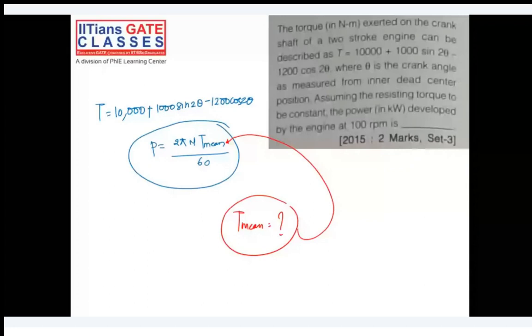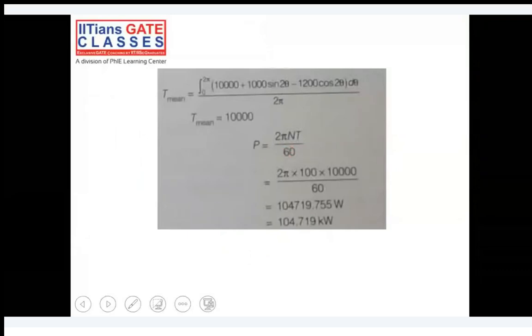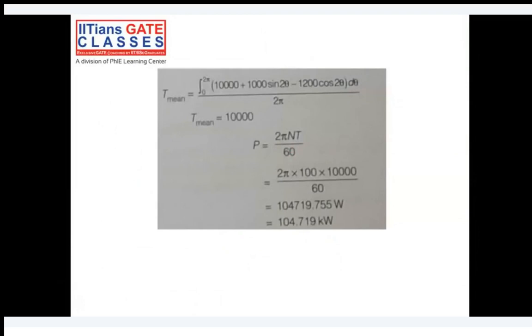Okay, I'll help you with that. So theta is the crank angle, and you can clearly see that theta will vary from 0 to 2 pi. In a two-stroke engine, in a single revolution itself, all the strokes are done. So 0 to 2 pi is your angle of crank rotation, and if you integrate over it, 1 upon 2 pi integration 0 to 2 pi will give you the mean value of torque.